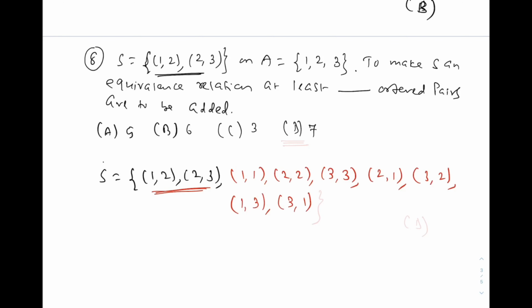And I think all the elements of A cross A are exhausted here. So how many pairs are to be added? 1, 2, 3, 4, 5, 6 and 7. So the answer is 7. 7 pairs need to be added here. Okay, thank you.